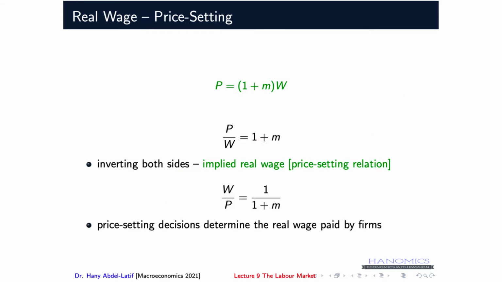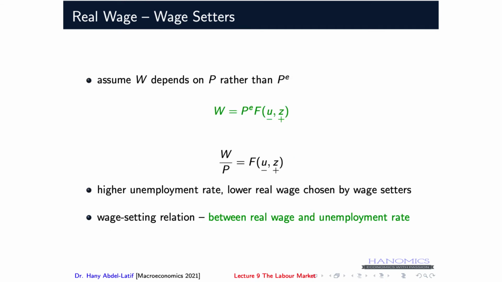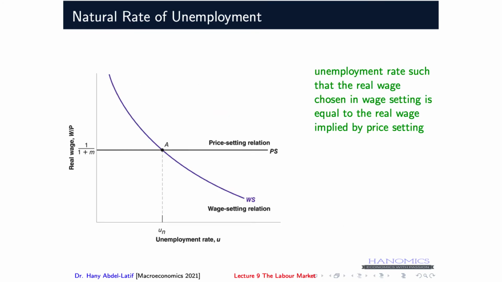But when you go back to this relation here, it's a negative relationship. You see that negative sign that we explained when we started. So a higher unemployment rate means a lower real wage. So that's why when you look at the wage setting relation, you see a downward sloping curve. So this denotes the wage setting relation, and this horizontal line, at the level 1 over 1 plus M, denotes the price setting relation.